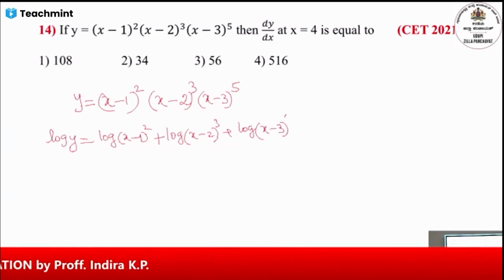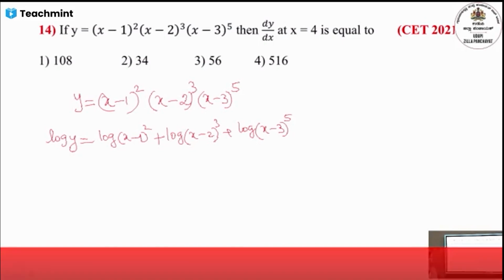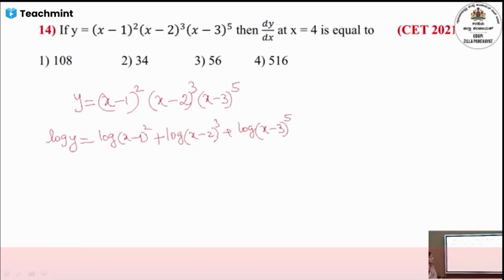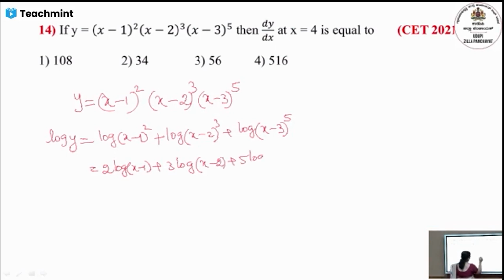So I'm taking log on both sides and log of the product is sum of the logs. If log m power n, it is n log m. So this is 2 log x minus 1 plus 3 log x minus 2 plus 5 log x minus 3. So this is your log y.